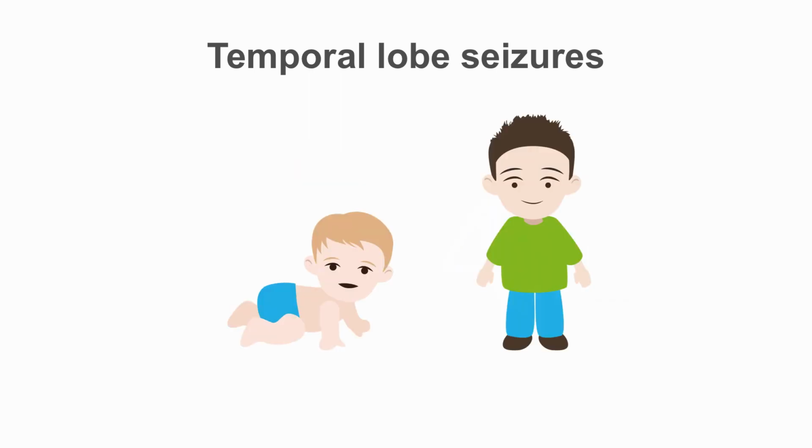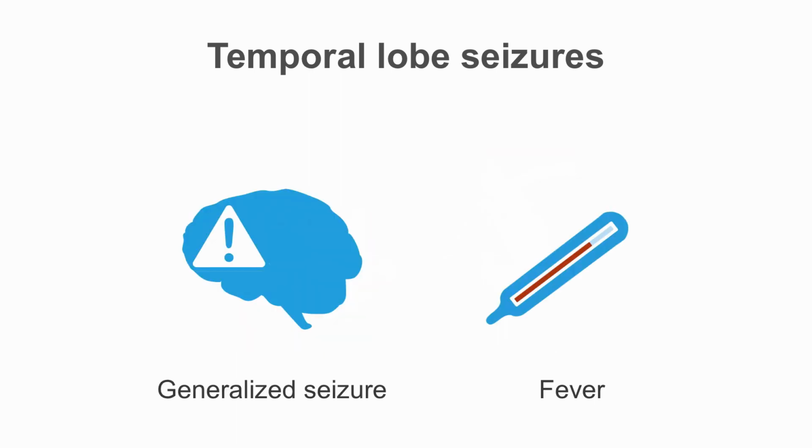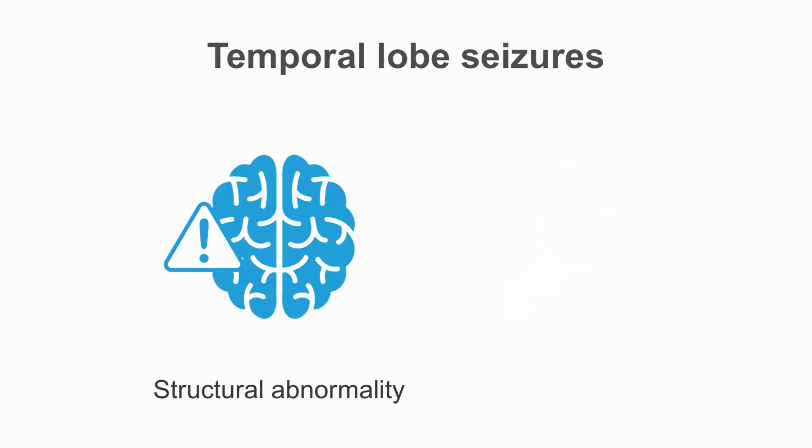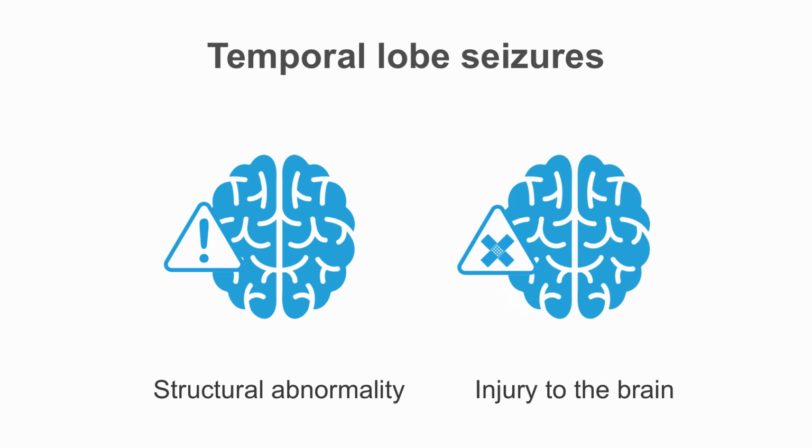While the birth and development of individuals with medial temporal lobe epilepsy is normal, the seizures often start in the first or second decades of life, sometimes with a first generalized seizure, a fever, a structural abnormality, or some other early injury to the brain.